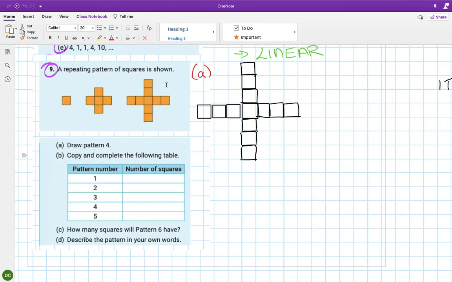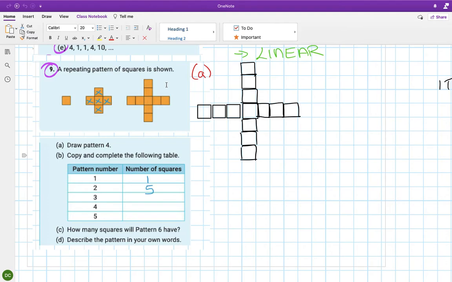Okay, copy and complete the following table. So we need to count the squares. Pattern number 1 has 1 square in it. Pattern number 2 has 1, 2, 3, 4, 5.